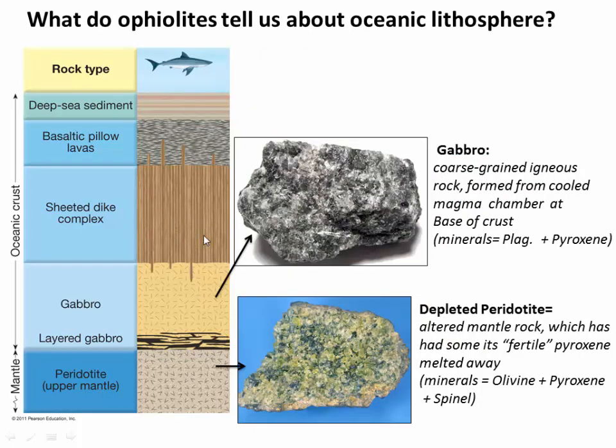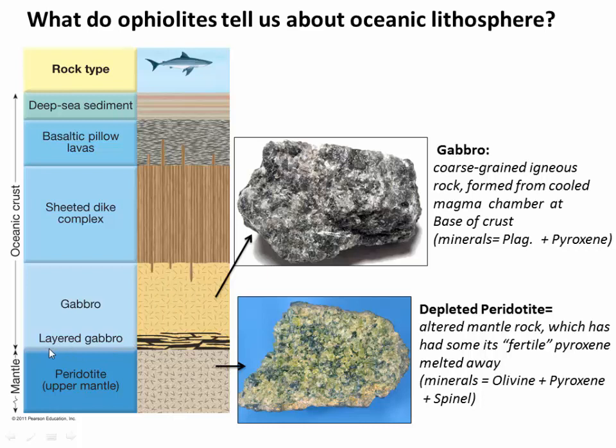These sheeted dikes were fed, as I said, by a magma chamber. And when that magma chamber cooled, it becomes a rock called gabbro. Often gabbro will have a coarse crystalline texture of plagioclase and pyroxene crystals. And these large crystals show that it cooled slowly at the base of the oceanic crust.